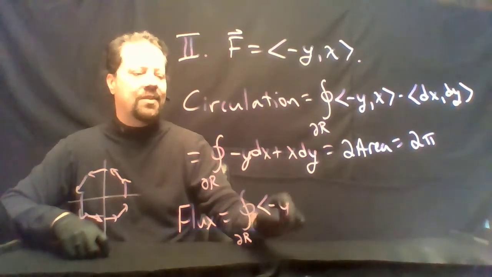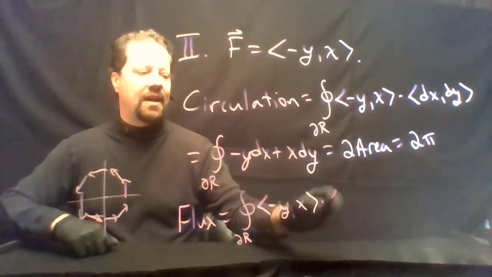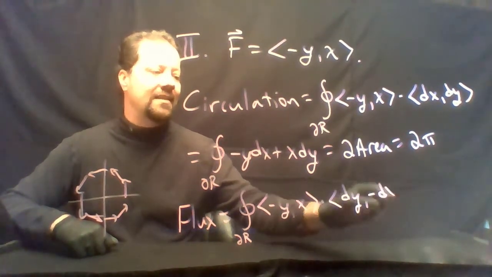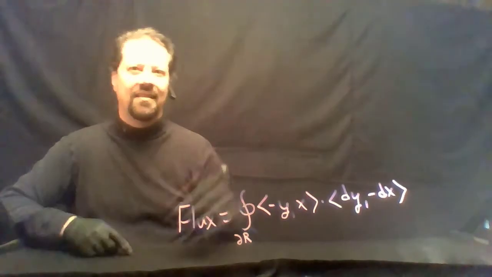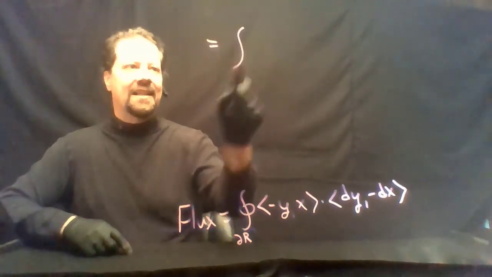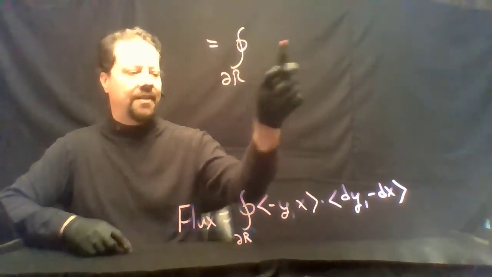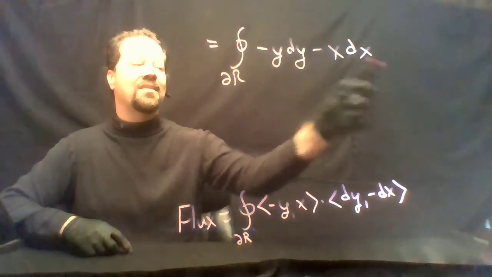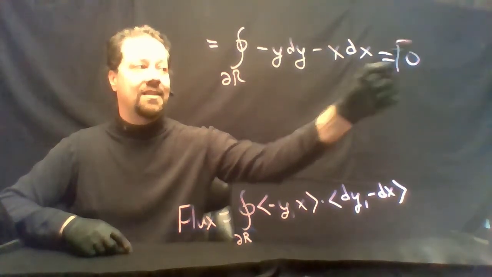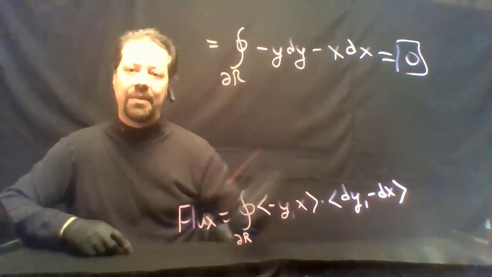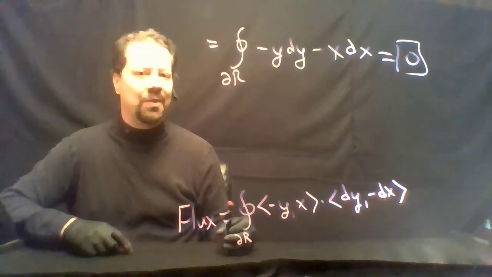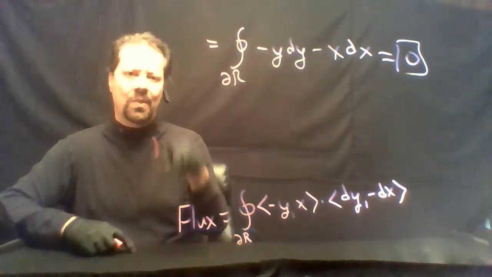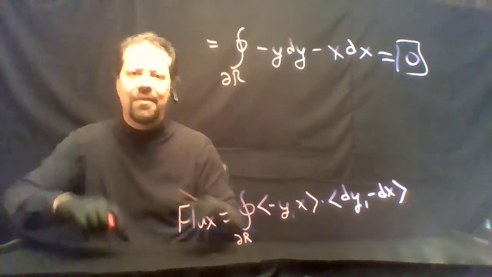Now let's calculate the flux. That's going to be minus y, x, dotted with dy, minus dx. We get the integral around the boundary of the region of minus y dy minus x dx. And since the curve is a closed loop, both of those will contribute nothing, and there will be no flux. Exactly as you might expect for a vector field that's just swirling around and not diverging at all.